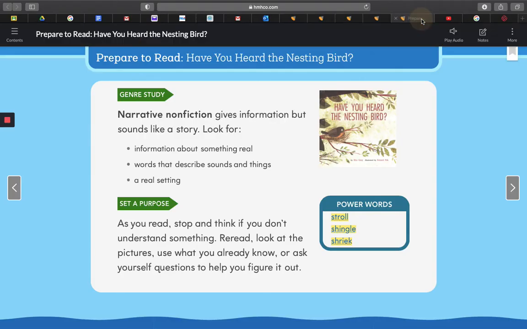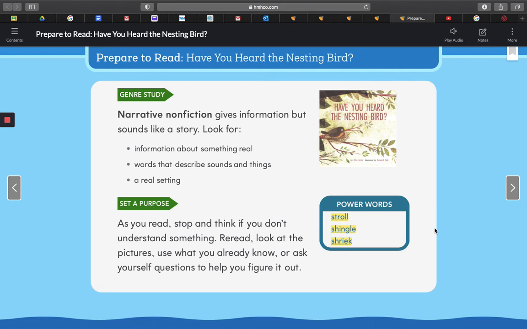Let's jump to our story, and our story is titled, Have You Heard the Nesting Bird? And this is a narrative nonfiction. Remember, nonfiction is not made up. It is real. Narrative nonfiction is going to give you information, but it's going to sound like a story. Here's what you can look for. You can look for information about something that's real. You can look for words that describe sounds and things. And you're going to look for a setting that is real.